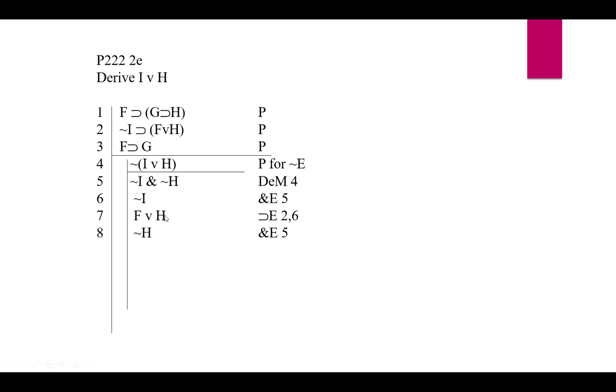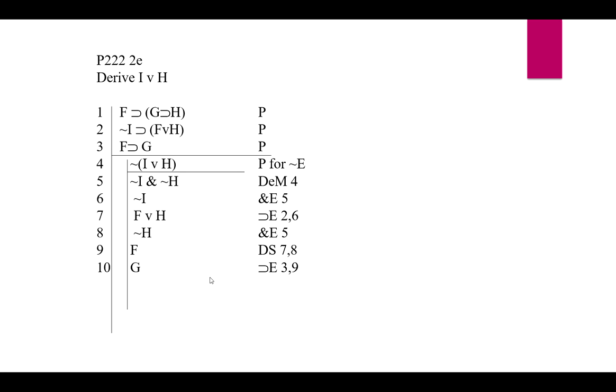On 7, I have F or H. On 8, I have the negation of H, so I know H is false. So I can use disjunctive syllogism, right? We know we have this disjunction. We know one of the disjuncts is false. So we can use disjunctive syllogism to get the other disjunct F by itself on line 9 from lines 7 and 8. And now I have F, which is the antecedent of both the conditional on line 1 and the antecedent of the conditional on line 3. So now I'm just going to use conditional elimination and start pulling things out.